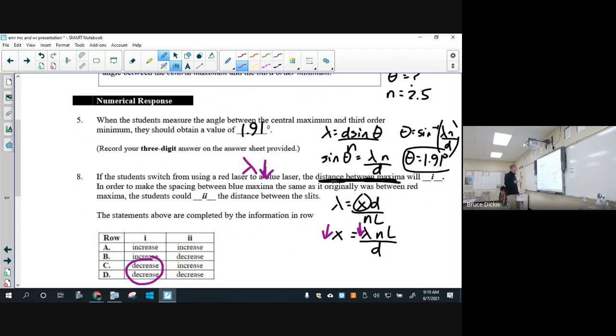Now, the next part of it, this is the tricky part, I thought. In order to make the spacing between the blue maxima the same as it was originally for the red maxima, in other words, we want x to go back up. What do we have to do to the distance between the slits? So now let's rearrange this to solve for the distance between the slits, d. I get lambda n L over x. I want x to go back up, because when we switched from red to blue, x went down. And now we wanted to go back to what it was originally for red, so x has to go back up. In order to make x go up, we need to make d, the distance between the slits, go down. These are inversely proportional to each other. So we're going to find that d has to be decreased as well. The answer is D.